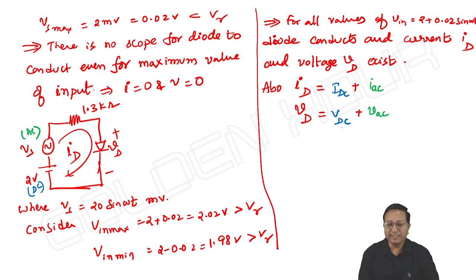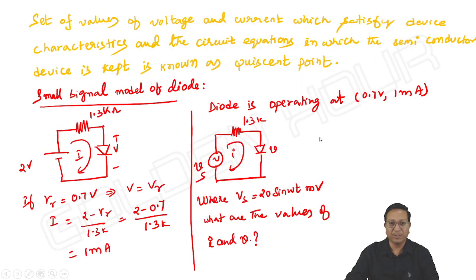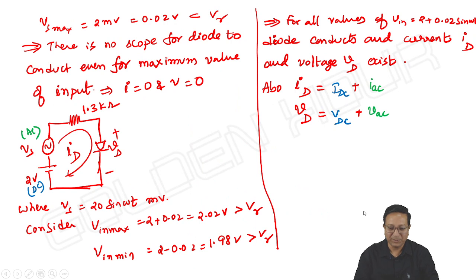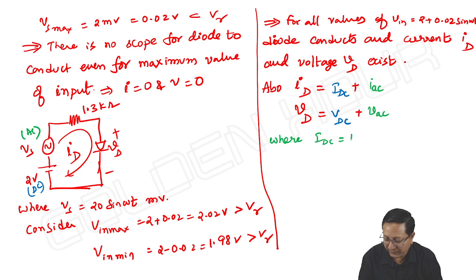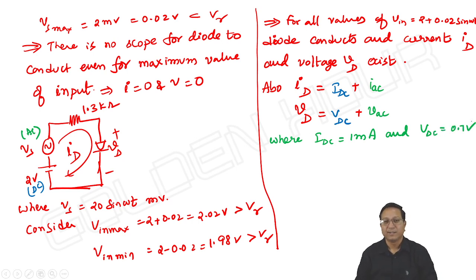See, I can write IDC and VDC. What is IDC? With respect to the DC source alone, IDC is 1 milliampere and VDC is equal to 0.7 volt. I can write it. But what about IAC and VAC? How do we find them?